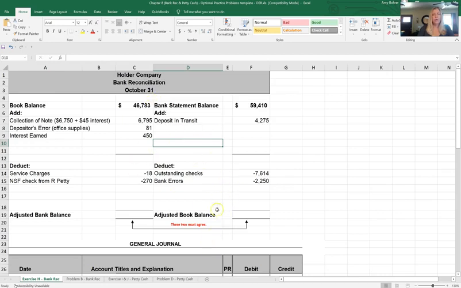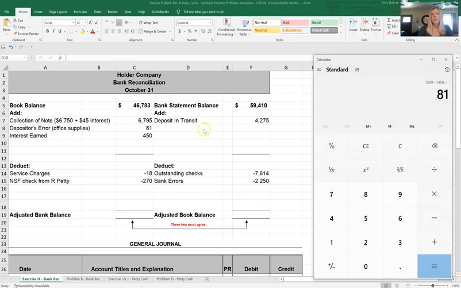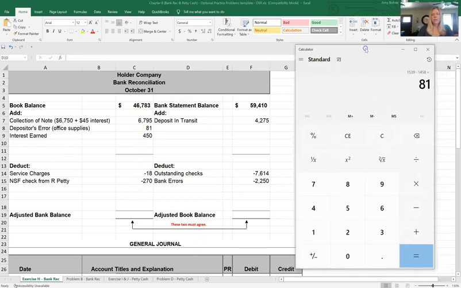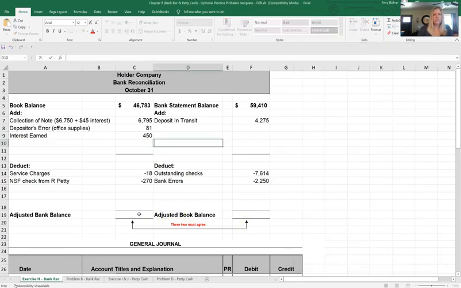So hopefully we've recorded everything, and hopefully we've caught everything. And I could do all these additions and subtractions in Excel, but I'm going to go ahead and do it on the calculator so that you can see what I'm doing. So the last step is to take the balance, add all these things, subtract all these things, and come up with your adjusted balance. So 46,783 plus the 67.95 plus the 81 plus 450, and then you subtract the 18 and subtract the 270. And so our adjusted balance is 53, oops, in the wrong box, 53,821.